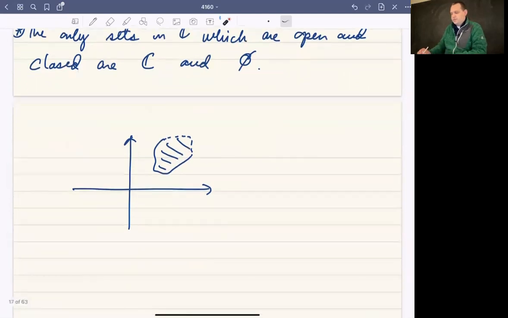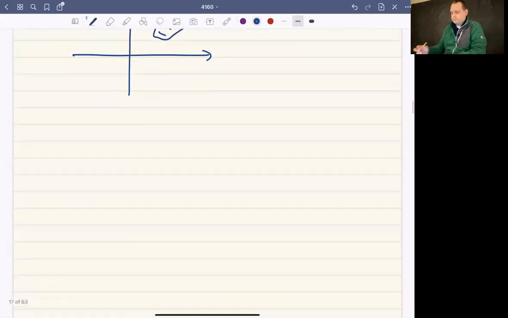And here's an example of a set that's neither open nor closed. Some of the boundary is included, some of it's not. That's just one example, and there are many other examples you can concoct that are neither open nor closed. All right, so that's the basic terminology for sets. A little bit more to talk about.